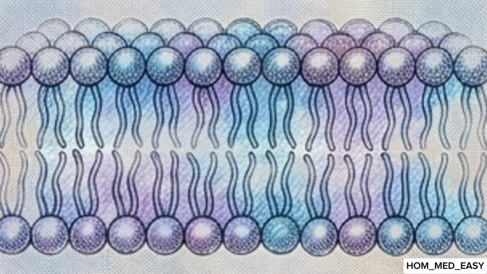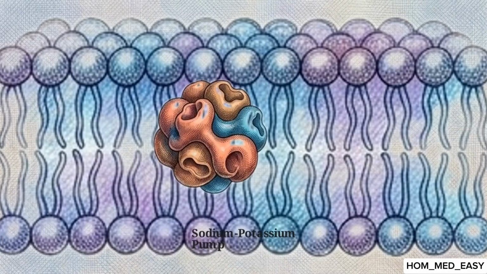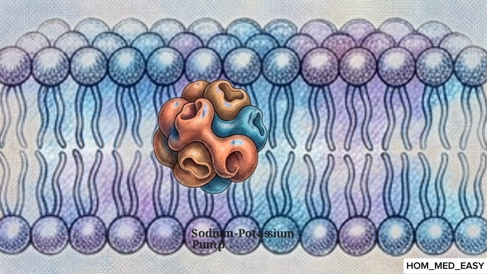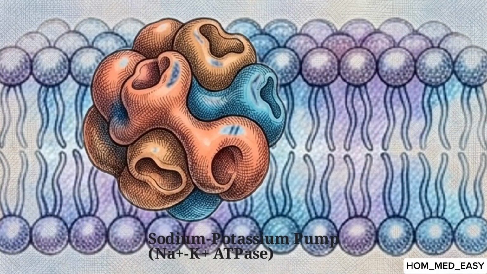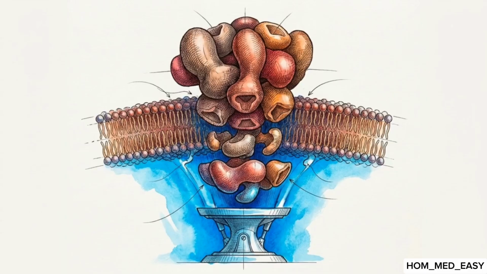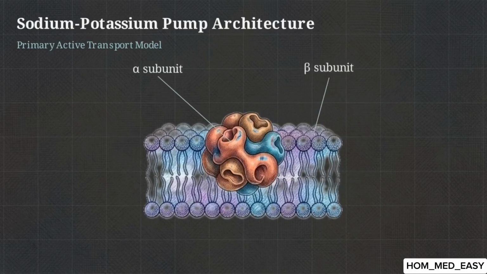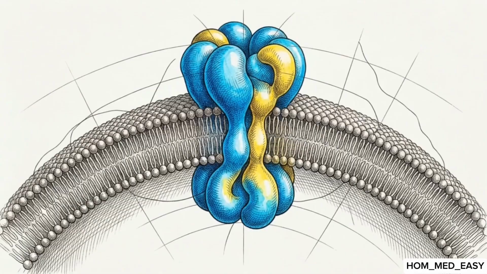This diagram shows three prominent examples of these engines: the sodium-potassium pump, the calcium pump, and the proton or hydrogen pump. The sodium-potassium pump, or Na+, K+ ATPase, serves as the most critical model for understanding how this class of protein operates. To see how chemical energy translates into mechanical work, we must analyze the physical architecture of this specific pump. Examining the structural configuration of the sodium-potassium pump reveals the universal rules governing how a cell manipulates its internal environment.